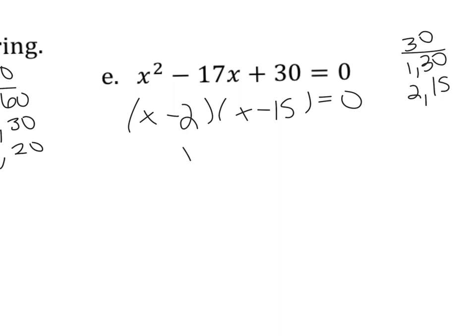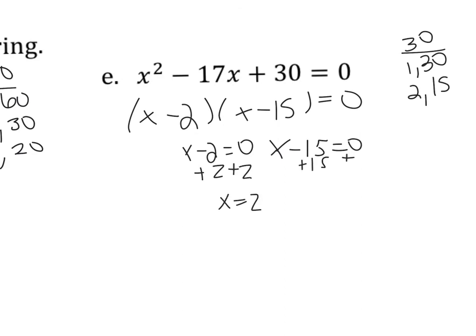And then we're going to set each factor equal to 0 and solve. So we'll add 2, so x equals 2. And we'll add 15, so x equals 15. Those are our two solutions.